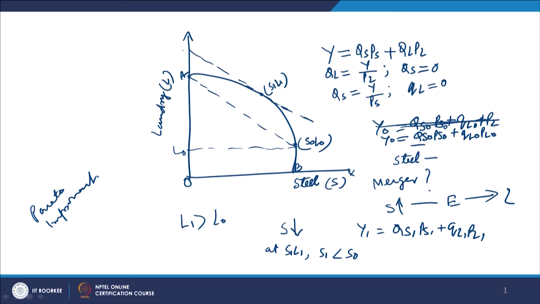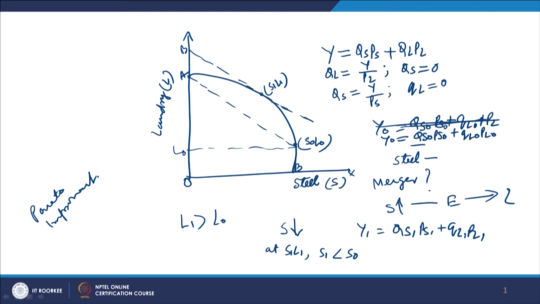So, now we shift to point B. This line is now tangent to the curve. Of course, this point is not a tangent point, and in economics we know that if the slope of the production possibility curve is tangent to the slope of this price ratio of the laundry and steel, optimization occurs.